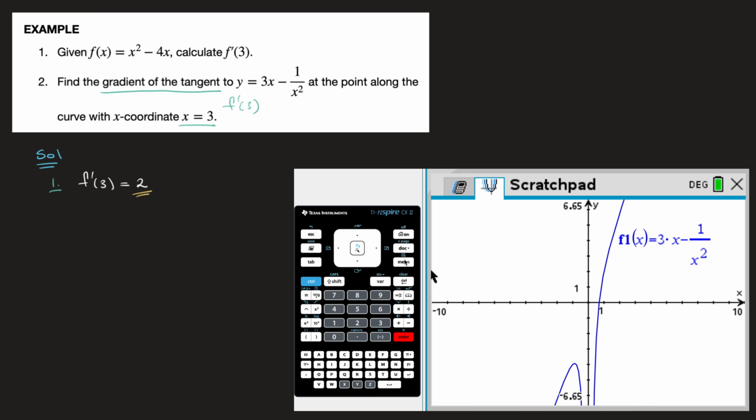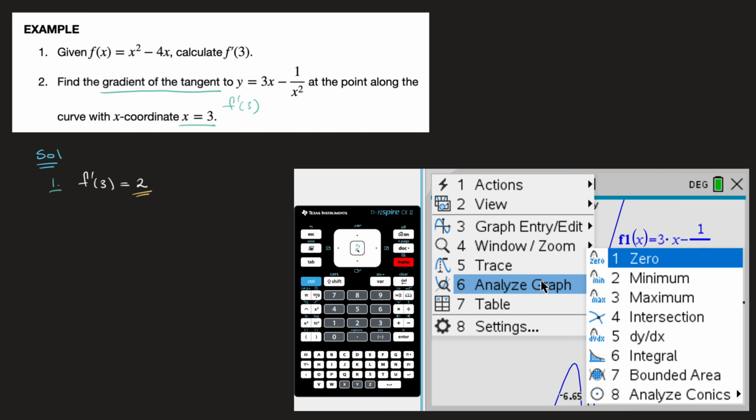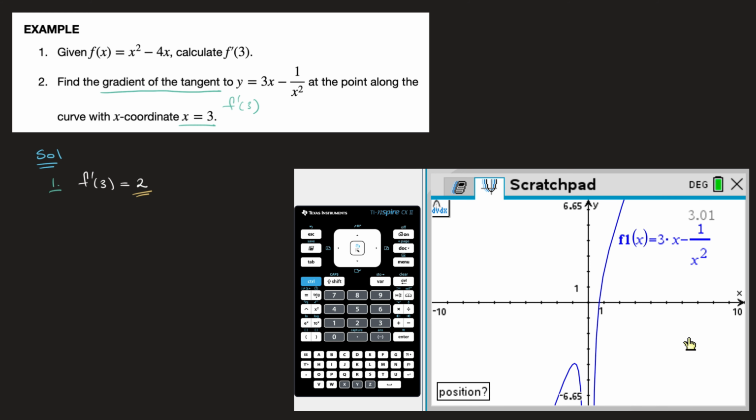Indeed, all we have to do is click on Menu, followed by the sixth option, Analyze Graph, followed by option 5 here, dy dx. So I click on that. Notice here that in the lower left-hand corner of the calculator screen, it's asking me for the position, and what that corresponds to is the value of x at which we want the derivative. So in this case here, it's when x equals 3.